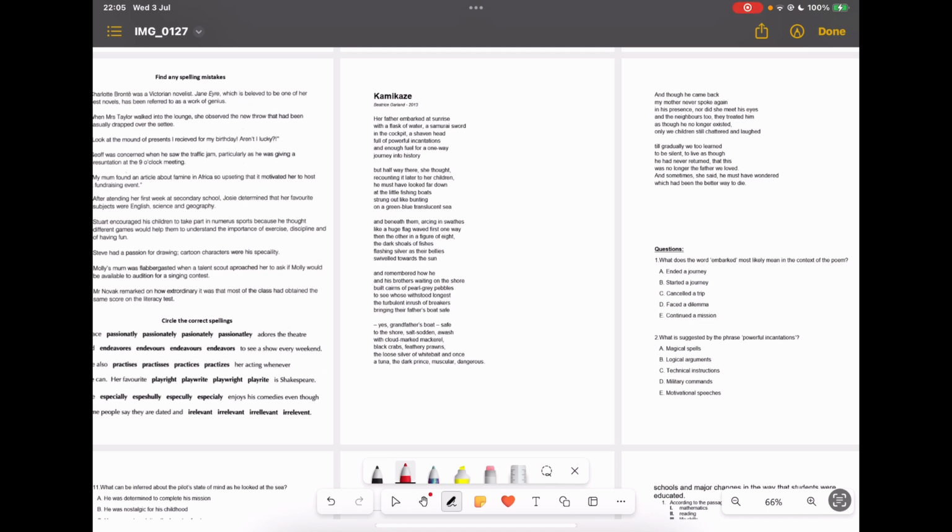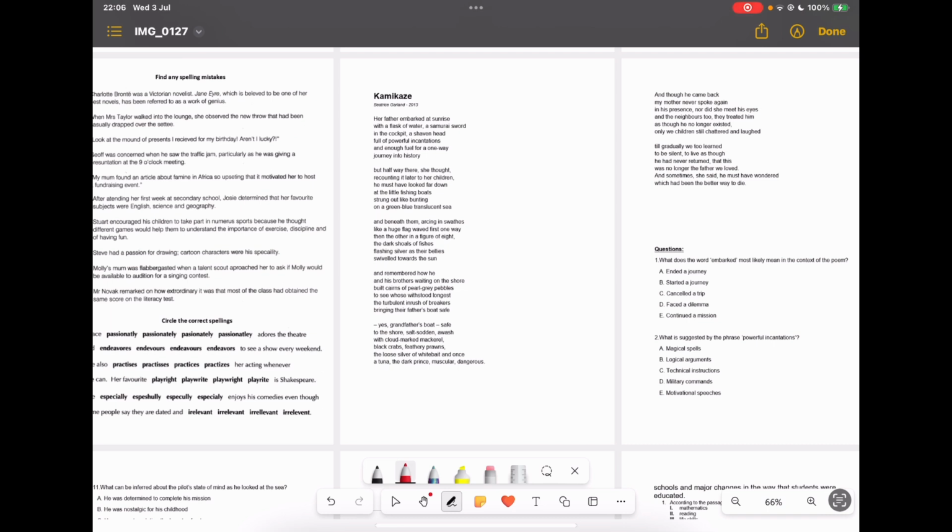though he came back, my mother never spoke again. In his presence, nor did she meet his eyes. And the neighbours too. They treated him as though he no longer existed. Only we children still chatted and laughed, till gradually we too learned to be silent, to live as though he had never returned. That this was no longer the father we loved. And sometimes, she said, we must have wondered what had been the better way to die.